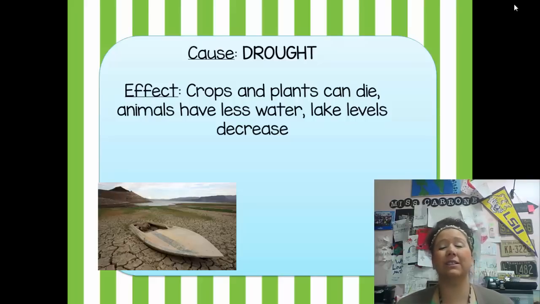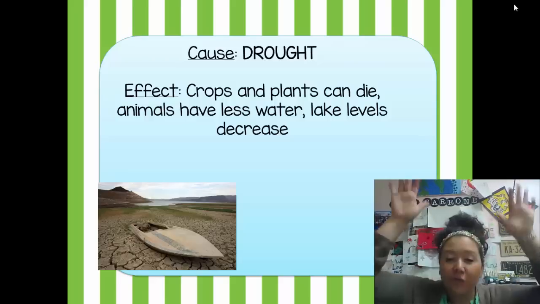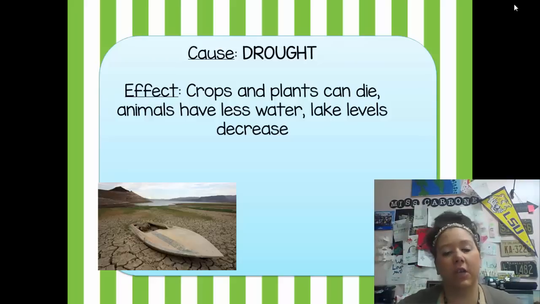Okay, so the first cause is a drought. And all a drought is, is a period of time, usually a pretty long period of time, when there's not a lot of rain. And think about, a couple years ago, Texas was in a really bad drought, and evaporation is happening every day, but there's no precipitation happening. And so the lake levels would go down and down and down, and it's not good for our environment to go through a drought for such a long period of time.